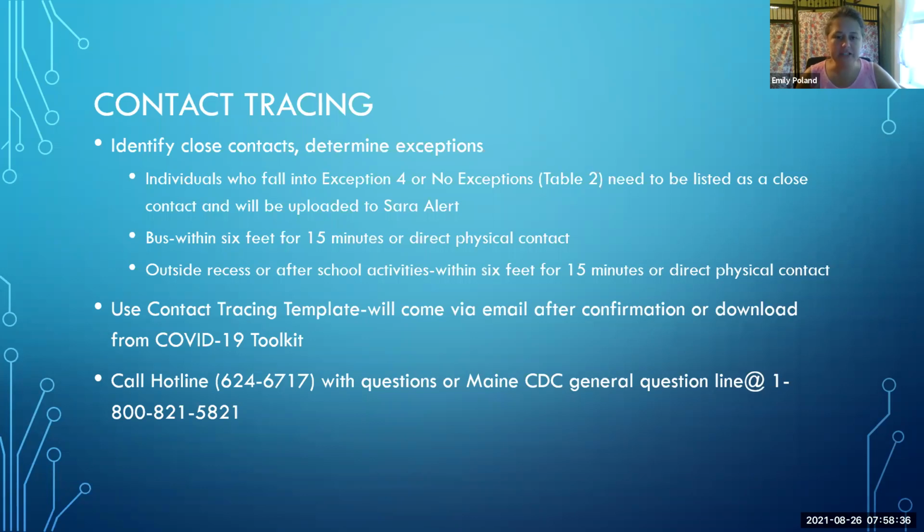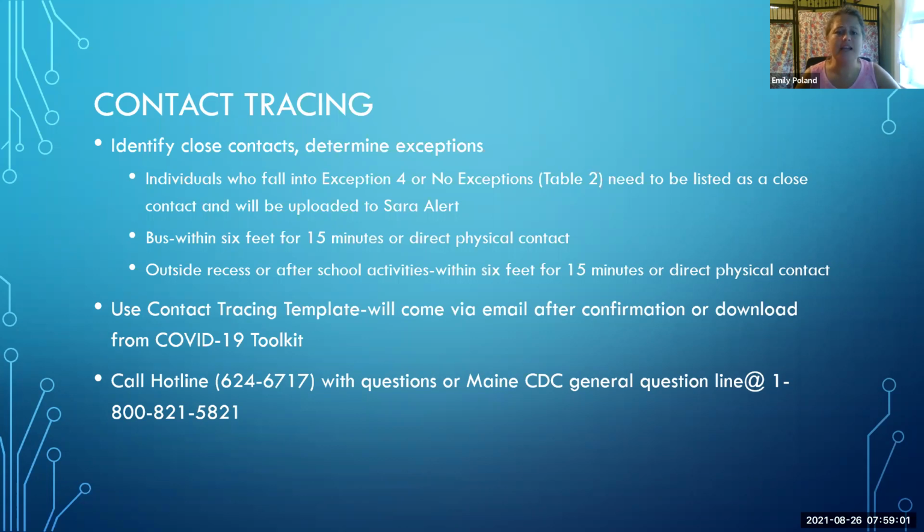All right, so we're moving into our contact tracing. What you're going to do is first identify all of the close contacts. Don't think about the exceptions at first. Identify your close contacts just as you did before. You're going to be identifying close contacts in the classroom. You're going to identify close contacts in the cafeteria. In the cafeteria, it's those within 6 feet for 15 minutes or more.